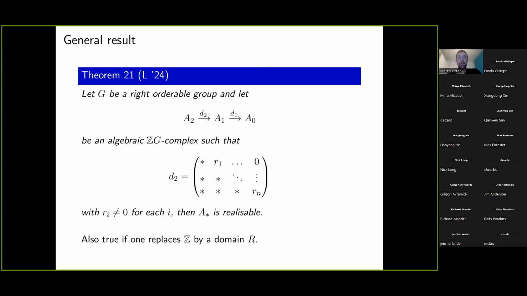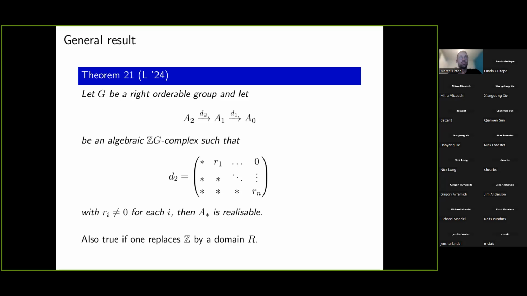So if D2, the map from A2 to A1, is given by a lower triangular matrix where all the diagonal elements are non-zero, so everything below the diagonal can be whatever you want, and everything above the diagonal is 0, then this complex of ZG modules is realizable.